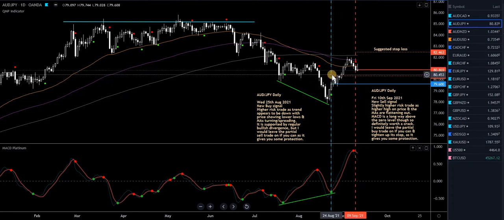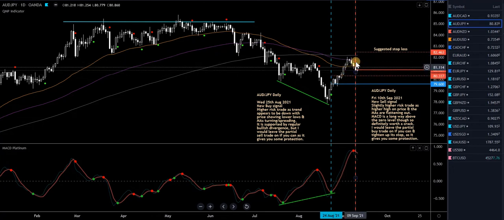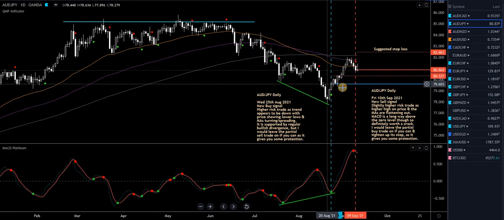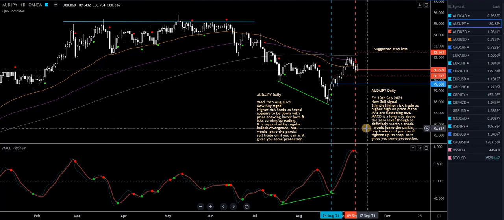So we've locked in some profit, taken half off the table on the buy. The sell is this one here, and I've left the buy on, and you can read my notes here.